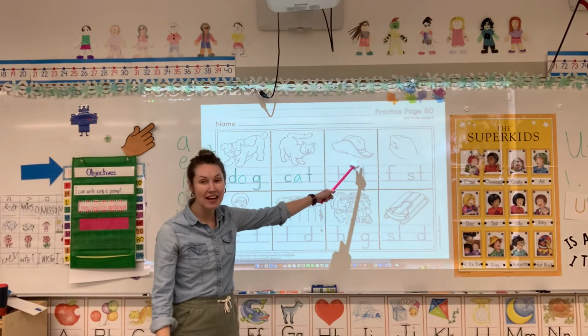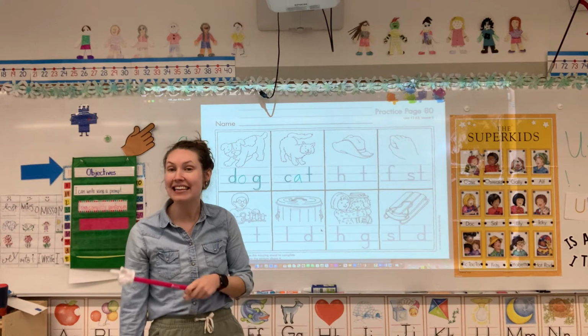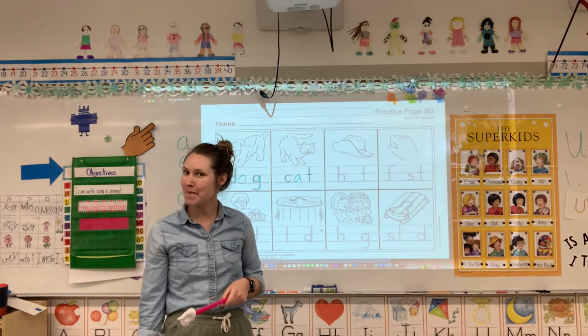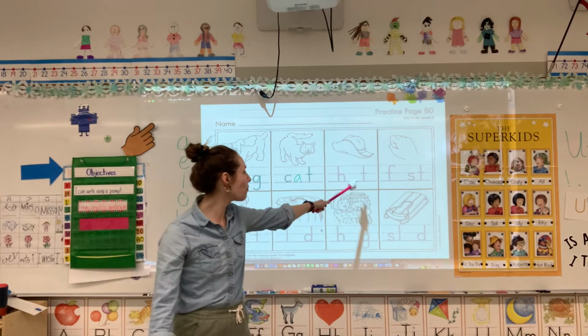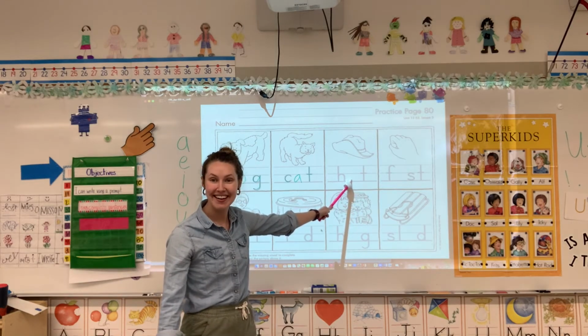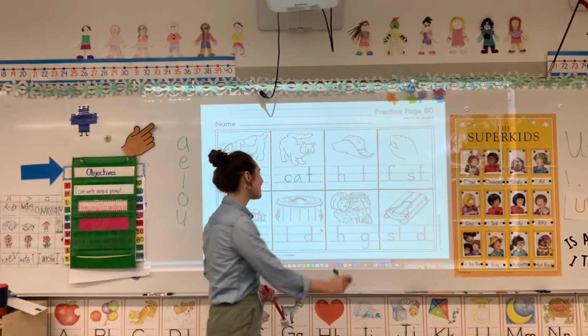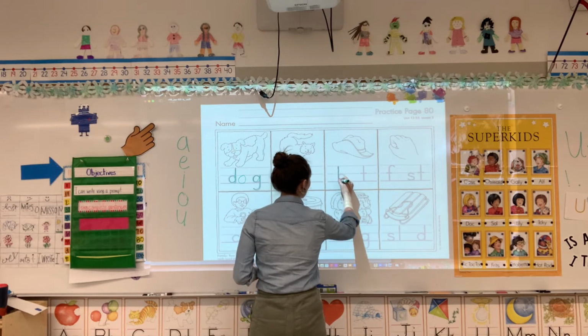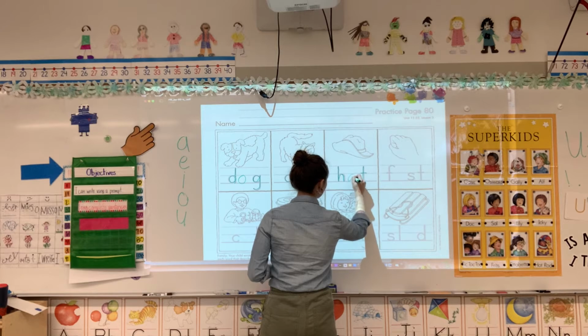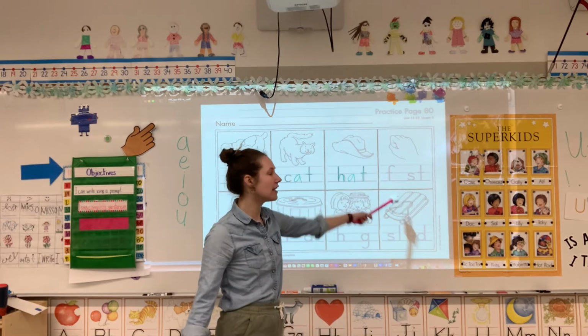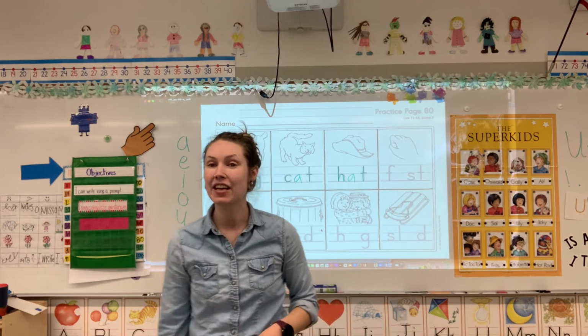This is a picture of a hat. Hat. Cat and hat are a part of the same word family. So what letter do we need in the middle here? Also an A. That one is super easy because we just wrote another word in the at family. Nice work.